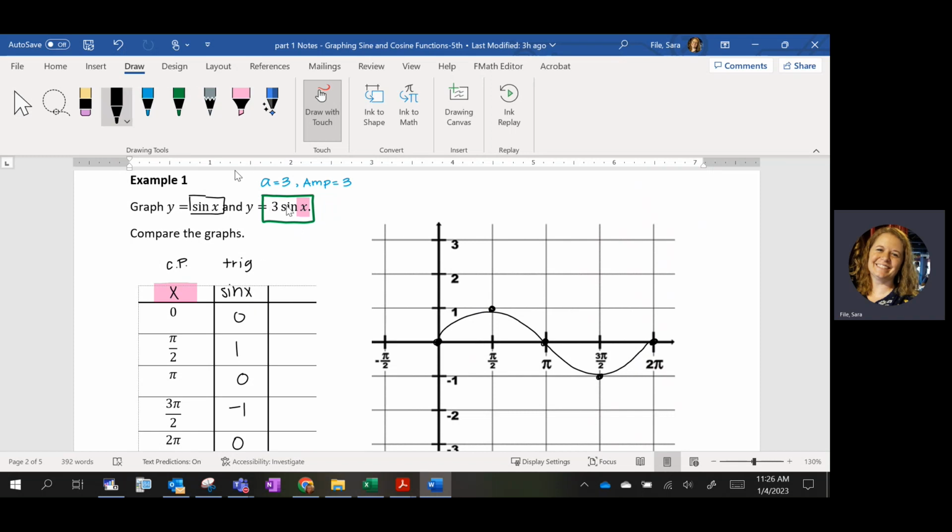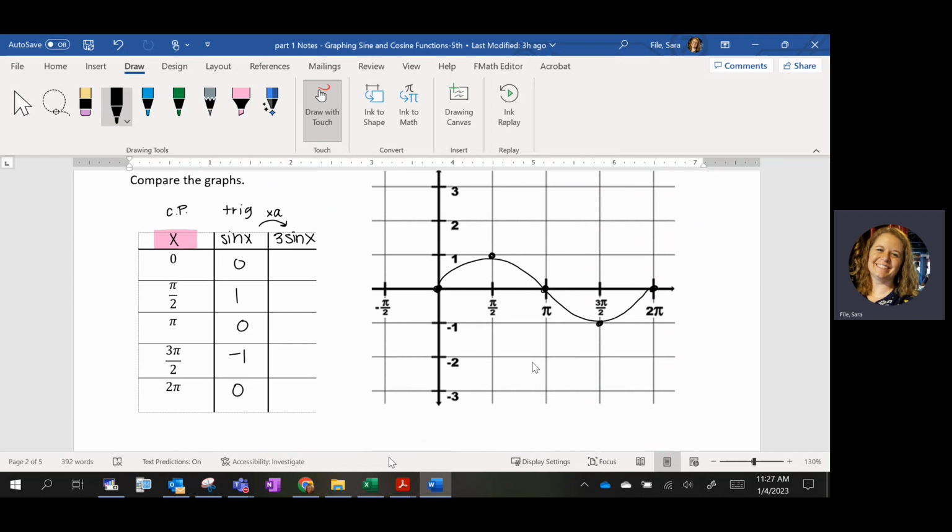Then if you have an a value, we need to have a column to the right of your trig column to account for that. So then this is 3 sine of x. What you do from your trig column to the right is you're multiplying by a, whatever that a value is. In this case, it's 3. So I'm going to take these numbers and multiply them by 3 to get my new column. So the zeros obviously stay 0. 1 times 3 is 3. -1 times 3 is -3.